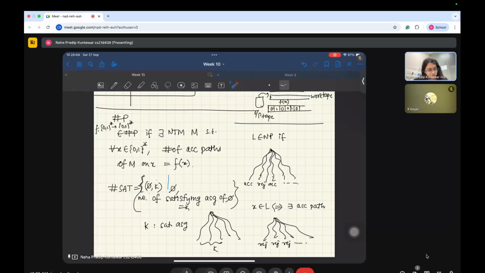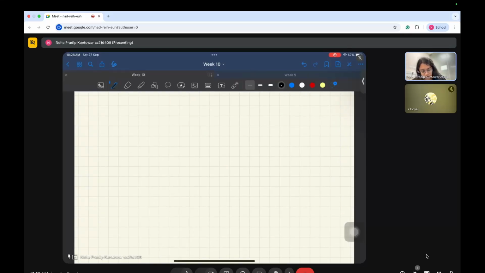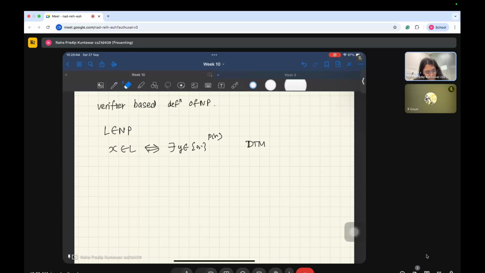If that exists, then the language is in NP, and if that does not exist, then the language is not. Alternatively, we have a verifier based definition of NP, which is: L is in NP if, for x in L, there exists a y such that, calling the verifier B for now, B of x, y is equal to 1.